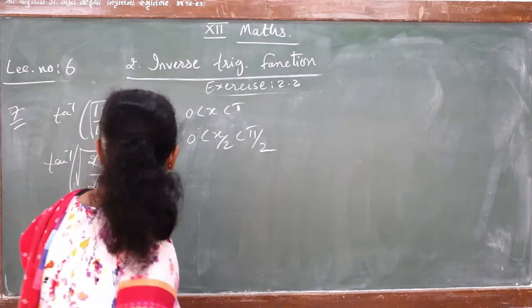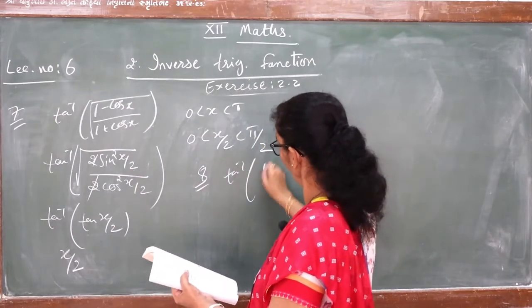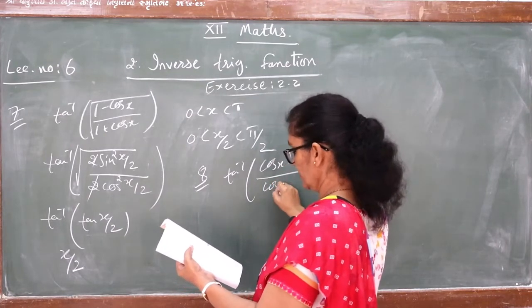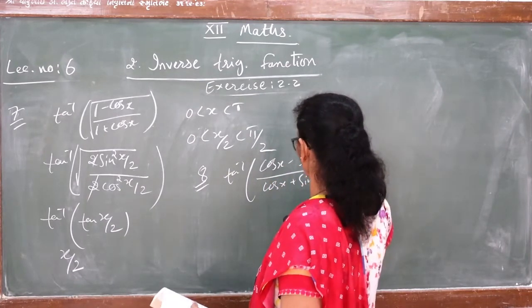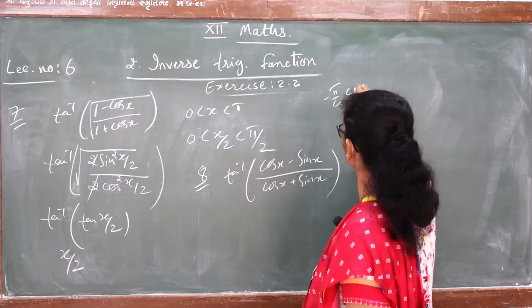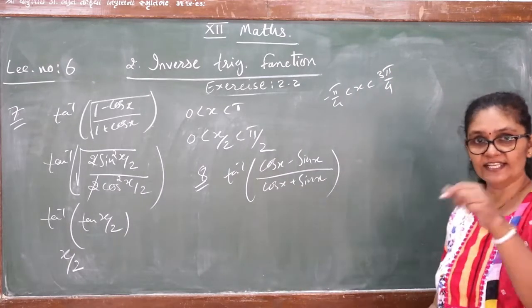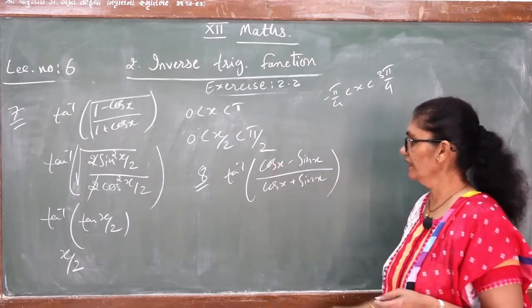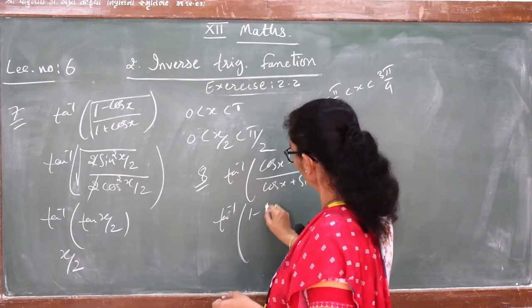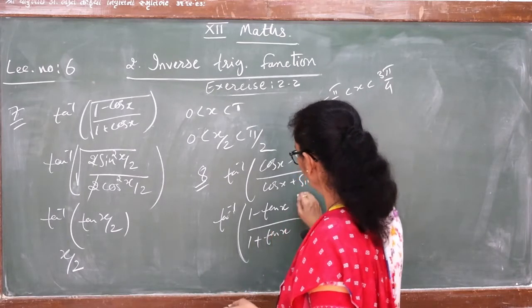Next question is the 8th one. Tan inverse of cos x minus sin x upon cos x plus sin x, and the interval is given minus pi by 4 to 3 pi by 4. Okay, first of all, we have already discussed in the solved question that whenever cos is given, divide by cos, so we can convert the question into tan. When you divide numerator and denominator by cos x, what you get? 1 minus tan upon 1 plus tan.